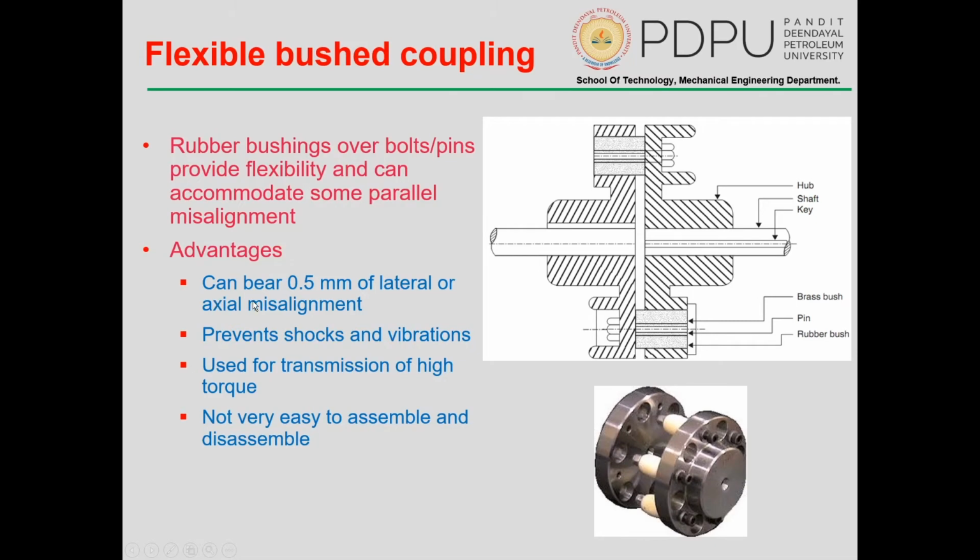Advantages are, it can bear 0.5 millimeter of lateral or axial misalignment, can prevent shock and vibrations, and can be used for transmission of high torque. Not very easy to assemble and disassemble, right? A little bit of complexity is involved, but we get multiple advantages out of it. The disadvantage is obviously that it will be costly and requires more radial space.